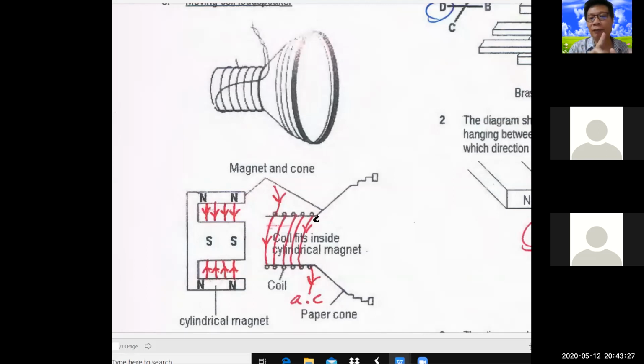Remember, the first one is the moving coil ammeter. The second one is the DC motor. The third one is the AC motor. And the last one is the moving coil loudspeaker.